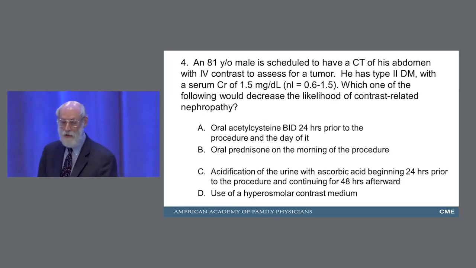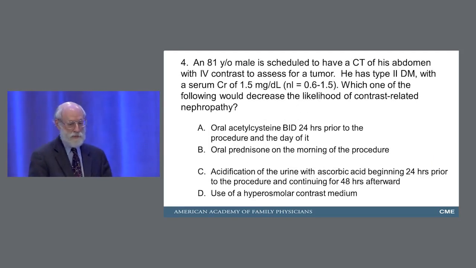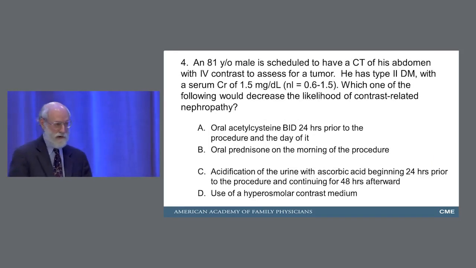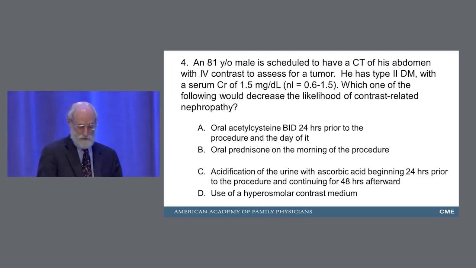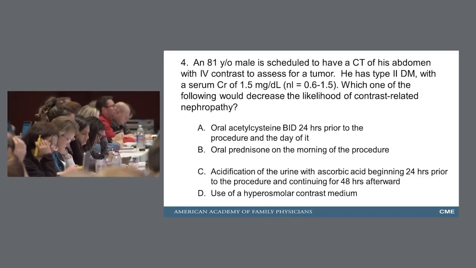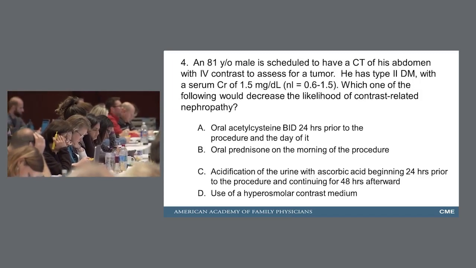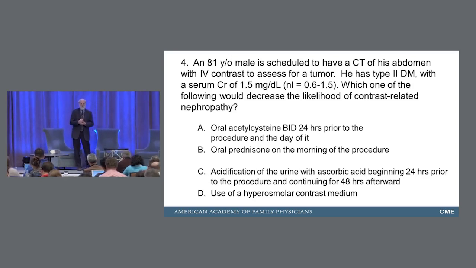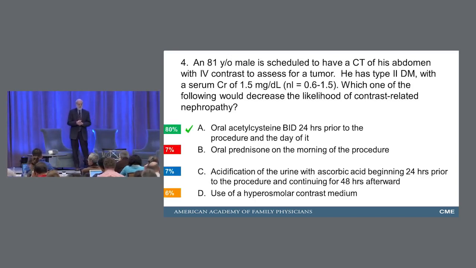Question number 4. 81-year-old man scheduled to have a CT of his abdomen with IV contrast to assess for a tumor. Has type 2 diabetes, creatinine is 1.5. Which one of the following would decrease the likelihood of contrast-related nephropathy? Our options are oral acetylcysteine, twice a day, 24 hours prior to the procedure and the day of it, oral prednisone the morning of the procedure, acidification of the urine with ascorbic acid, beginning 24 hours before and continuing for 48 hours after, or use of hyperosmolar contrast medium. And you voted for the first one, and oral acetylcysteine before and the day of the procedure is the correct answer here.